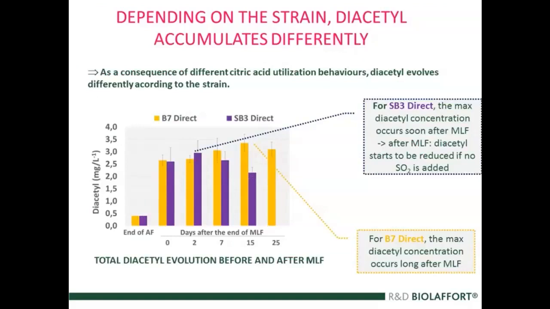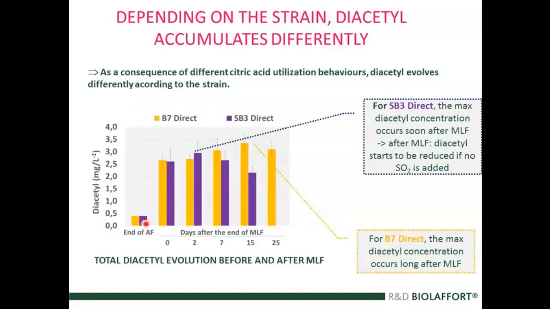Depending on the strain, diacetyl will accumulate differently. Remember, once it's produced, it can be reduced, but it can be produced more or less rapidly because citric acid will be degraded more or less rapidly. You here have the examples of two strains, B7 and SB3. SB3 metabolizes citric acid very rapidly.